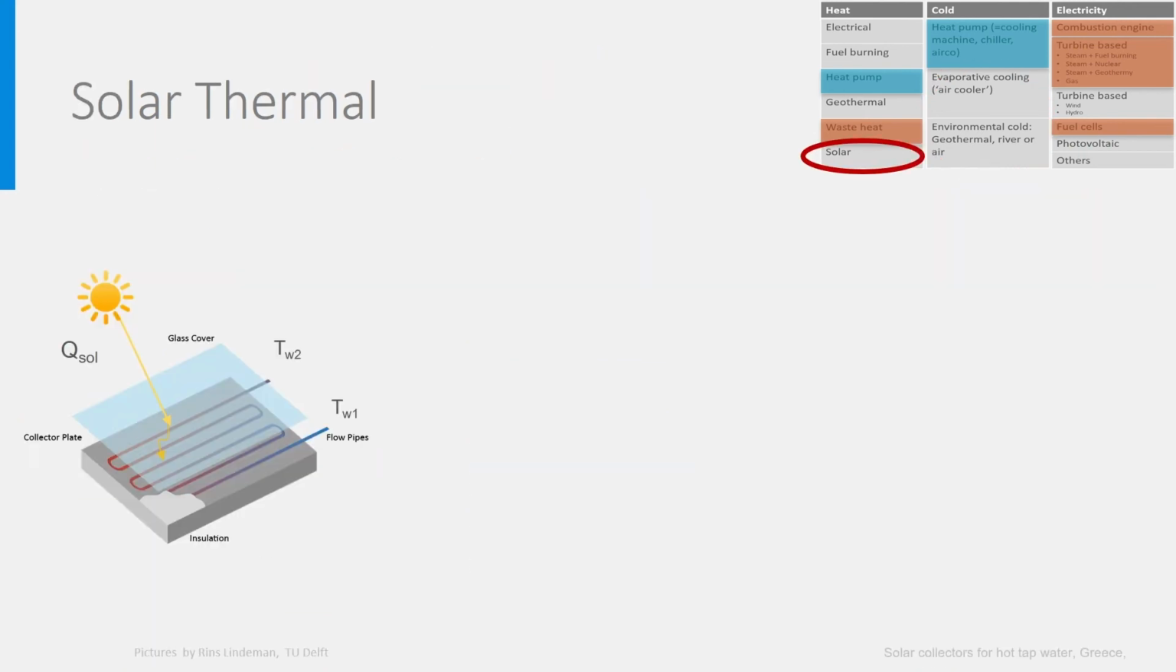Finally, let's look at solar energy. Solar thermal collector is the name we use when only heat is produced and no electricity. It's just a water pipe, by preference black, to absorb as much as possible solar radiation. The water comes cold in at TW1 and is heated directly by the absorbed solar radiation to TW2.